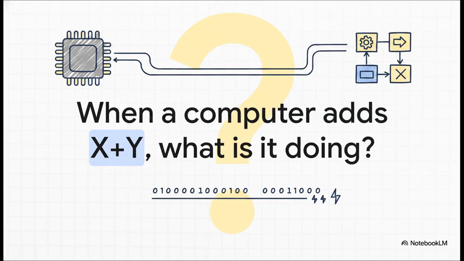Seriously, think about a high-level command for a second. When your computer encounters a simple algebraic equation, like x equals x plus y, what is it actually doing? How does that abstract human-level logic translate into the physical, hidden language of the computer's processor? Well, it's not magic, that's for sure. It's a highly structured series of microscopic steps, and today we're going to decode that entire translation process.